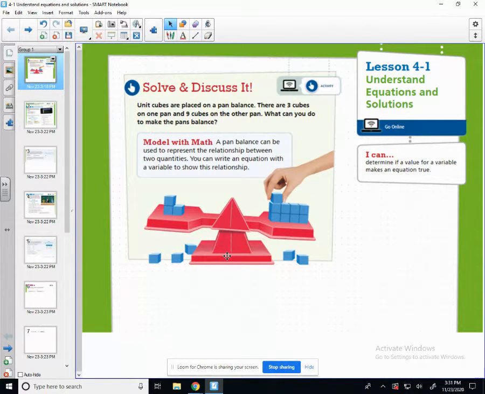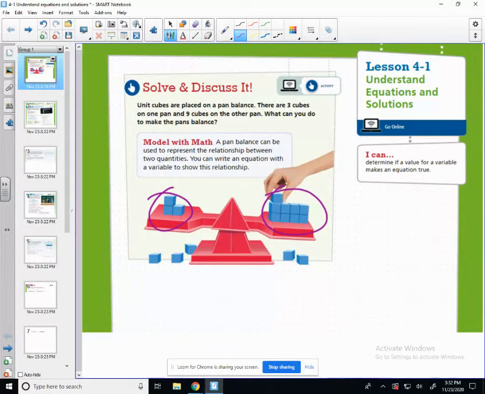So here we are. We've got that pan balance that you guys were just looking at. Unit cubes are placed on a pan balance. There are 3 cubes on one pan, over here, and there are 9 cubes on the other pan. But they're not balanced. How can we make them balance? Just like we did on the other one. So here there's only 3. Here there's 9. What can I do to make them balance? I can either add some or I could take some away, right?